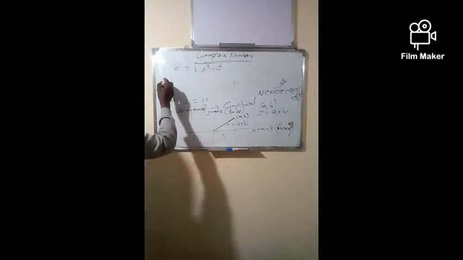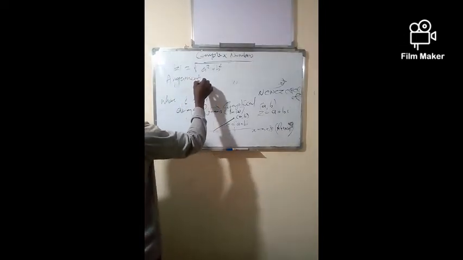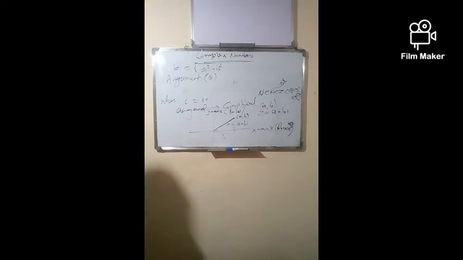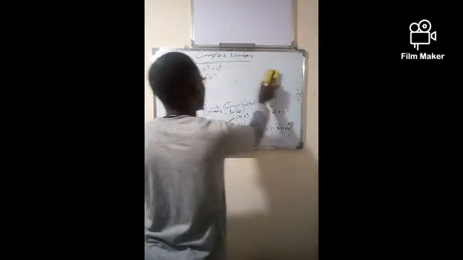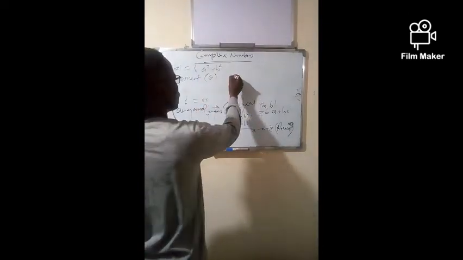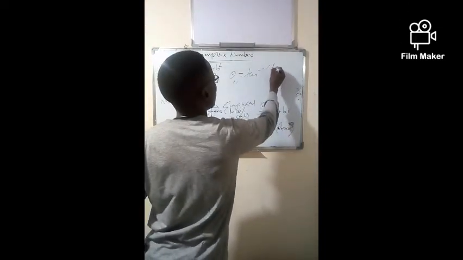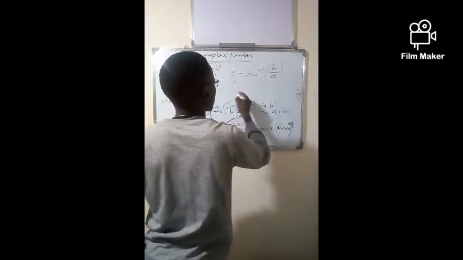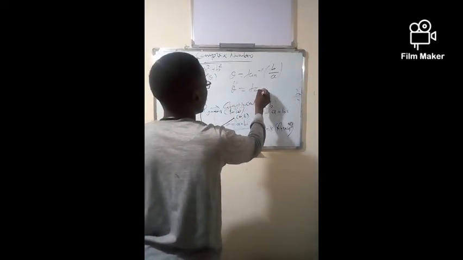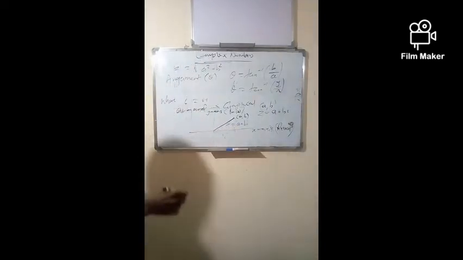And then you also look at what is called the argument, which is theta. If you connect these two vectors, you're just trying to look at the direction of the vector. So we say that theta is equal to tan inverse of b over a. Or if you are using x and y, you can say theta is equal to tan inverse of y over x. All the same.